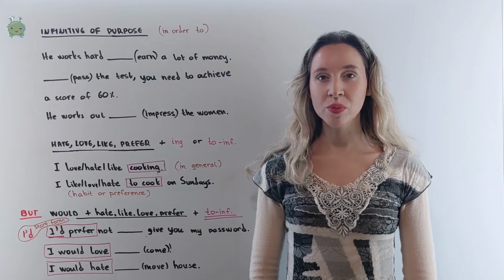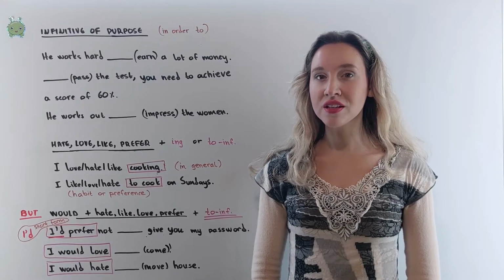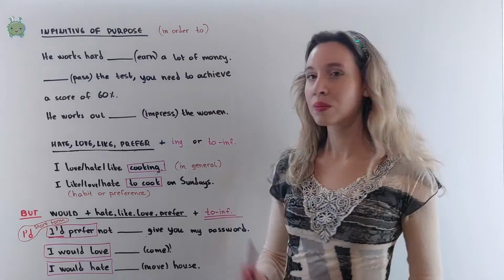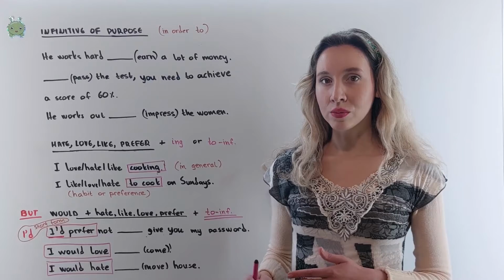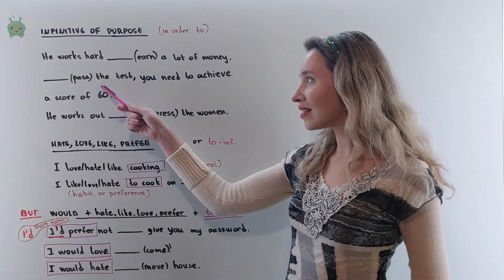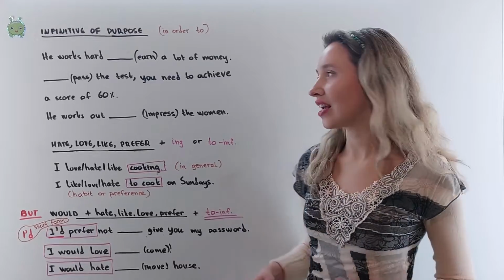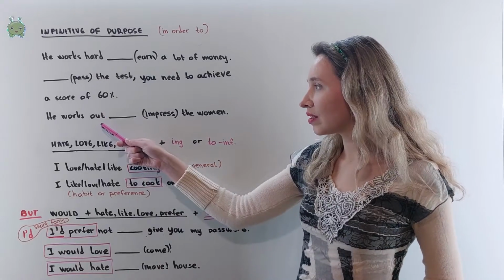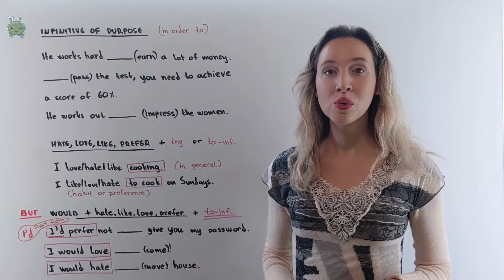You can use to express purpose. In this case, to means in order to. The prepositional phrase in order is often omitted. He works hard to earn a lot of money. In order to pass the test, or just to pass the test, you need to achieve a score of 60%. He works out to impress women.